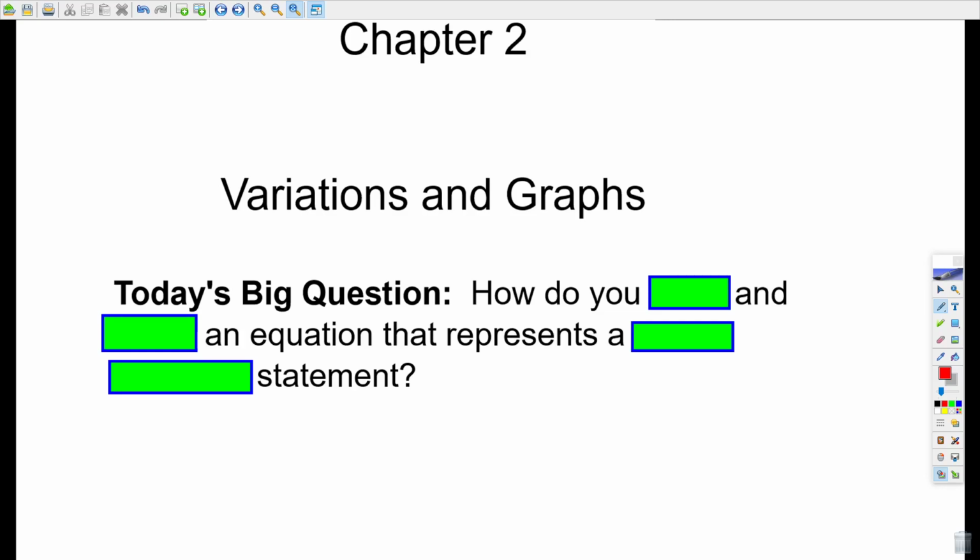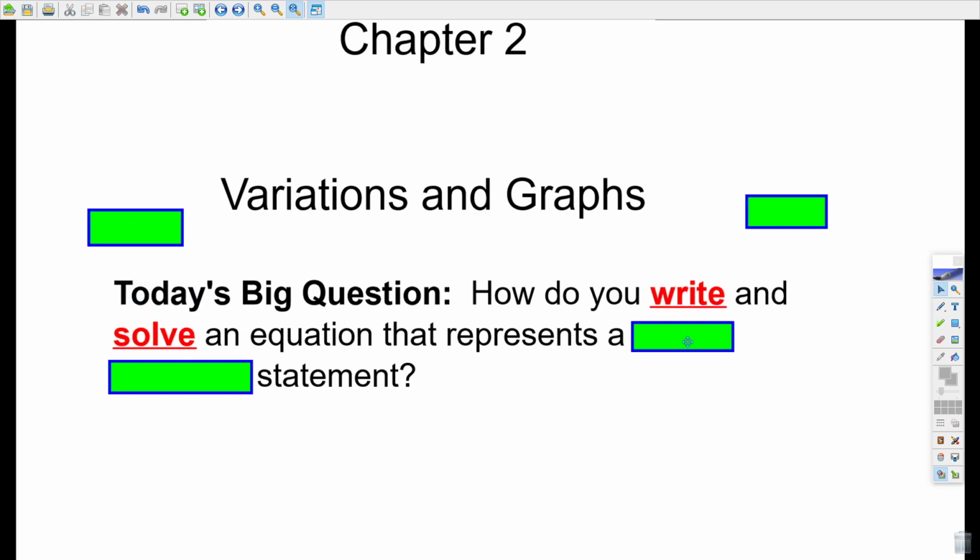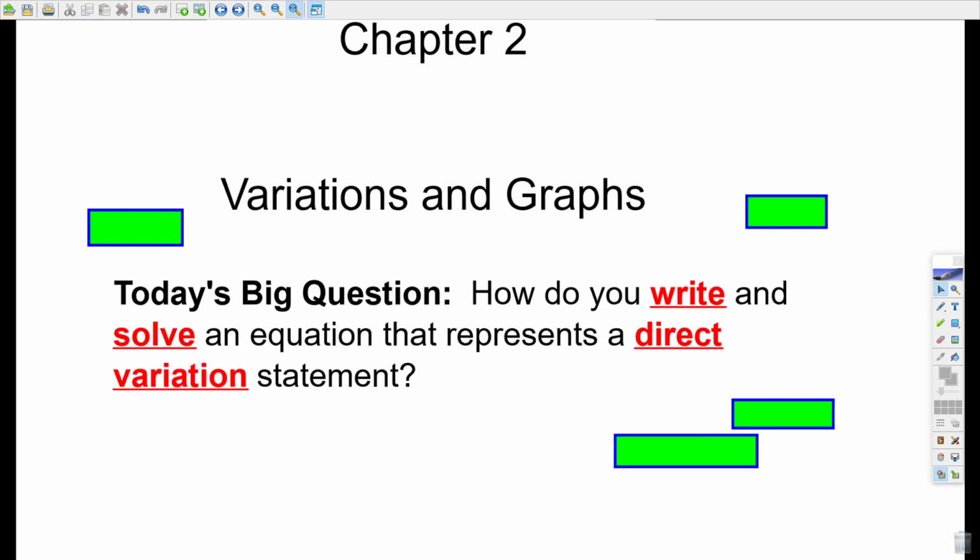Today we'll be starting chapter 2, and probably none of it will be a review at all, so it'll be kind of new material. We're going to be talking about variations and graphs. Today we're going to be talking specifically about something called direct variations. This is 2.1. So how do you write and solve an equation that represents something called a direct variation statement? We'll go through what that means first, and then we'll apply it.